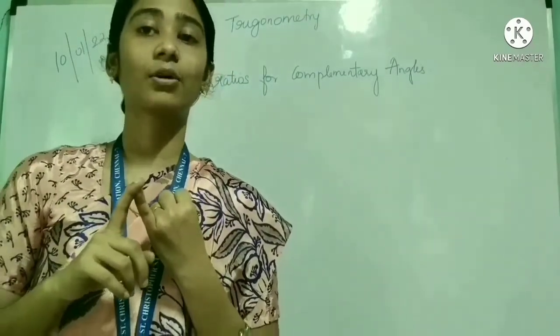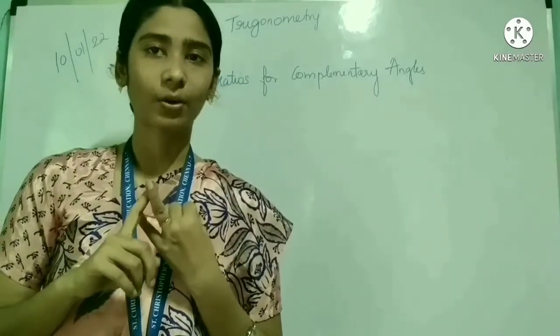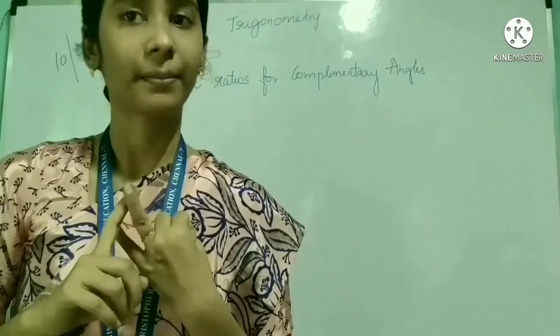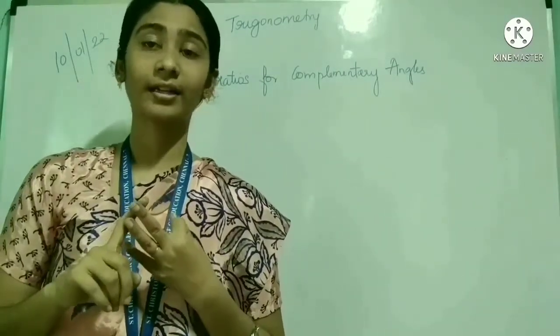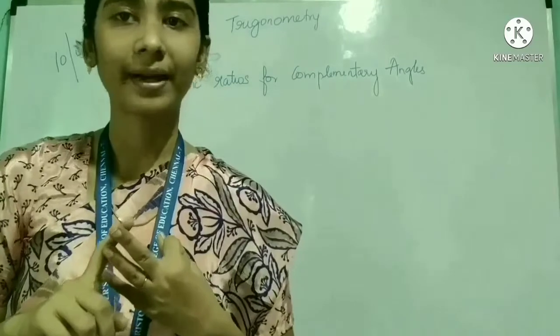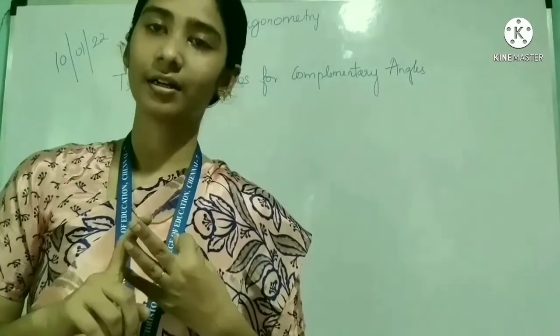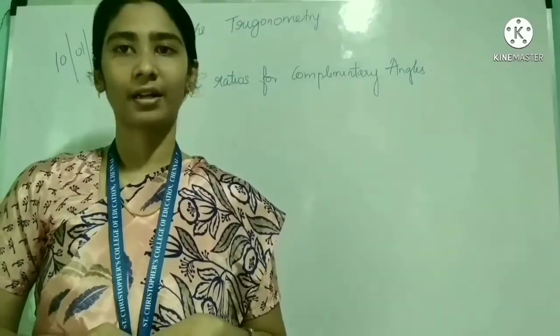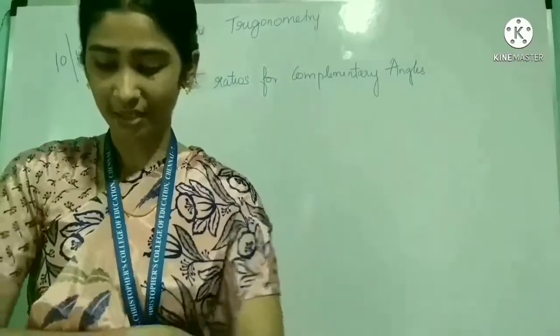Cosecant. Cosecant is equal to 1 by sin theta. Then we learned about secant. What is secant? Secant is equal to 1 by cos theta. Then what is cot theta? Cot theta is equal to 1 by tan theta. So after reciprocal ratios, what did we learn? We learned about trigonometric ratios for some special angles. So what were the special angles?